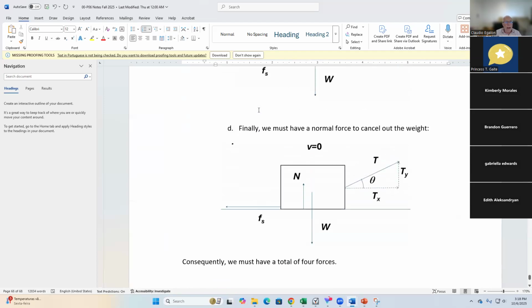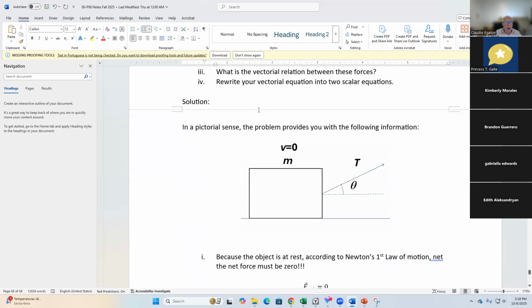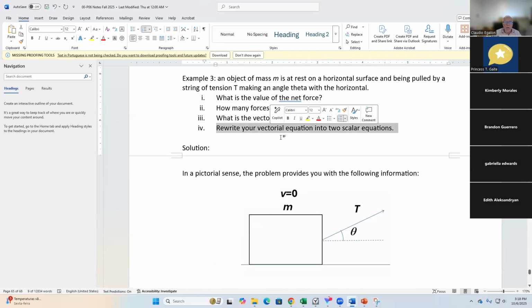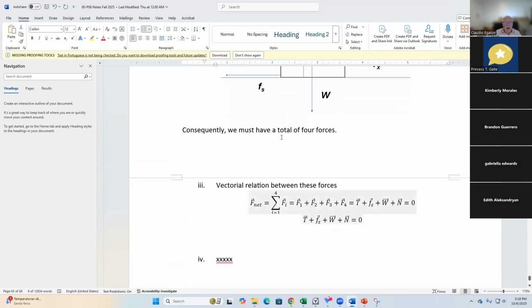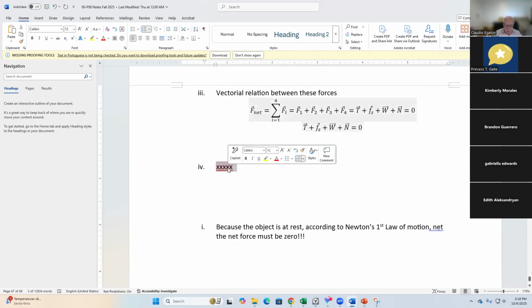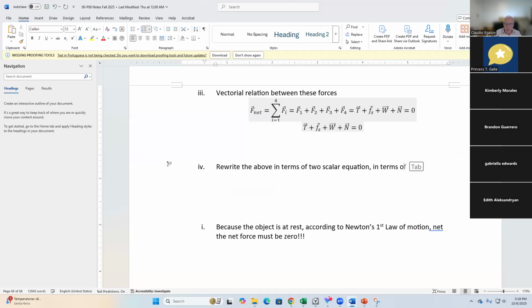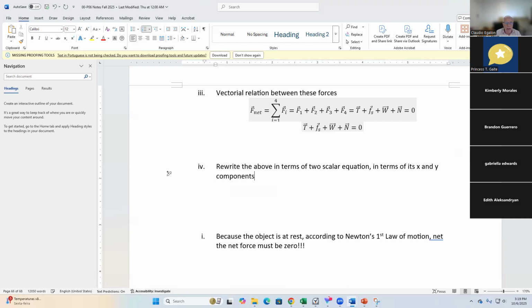These forces. Item 4. Here, write our vectorial force into two scalar equations. How do we do that? Here, write the above in terms of two scalar equations. Two scalar equations means in terms of its x and y components. That's what we have to do here.